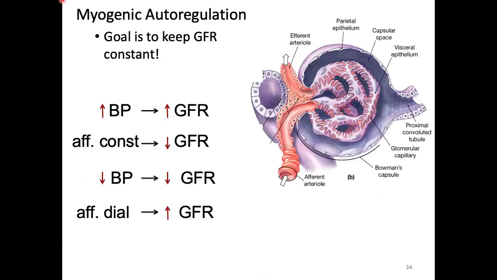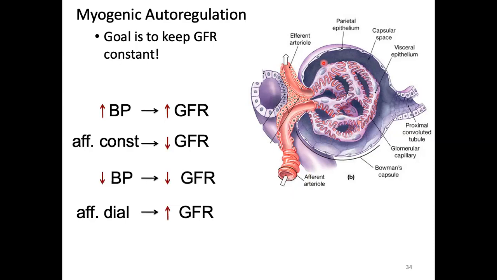Okay, so myogenic autoregulation, the goal is to keep glomerular filtration rate constant. So let me orient you. Here is your glomerulus, right? The glomerulus is a capillary bed. It's actually a modified capillary bed. Your afferent arteriole is coming into your glomerulus, which is your capillary bed, and then your efferent arteriole is exiting that glomerulus. Notice there's smooth muscle around that afferent arteriole in the picture, right? We have podocytes or foot cells wrapped around this endothelial capillary bed, this glomerulus, okay?